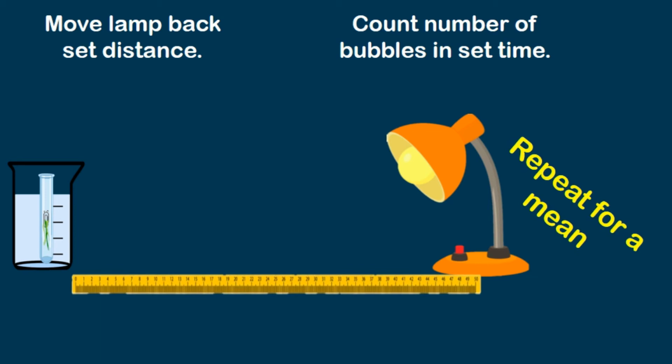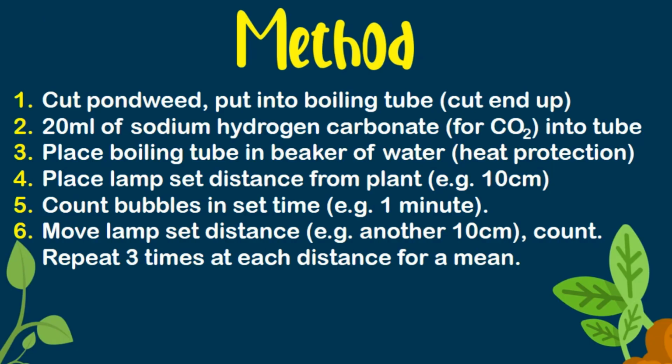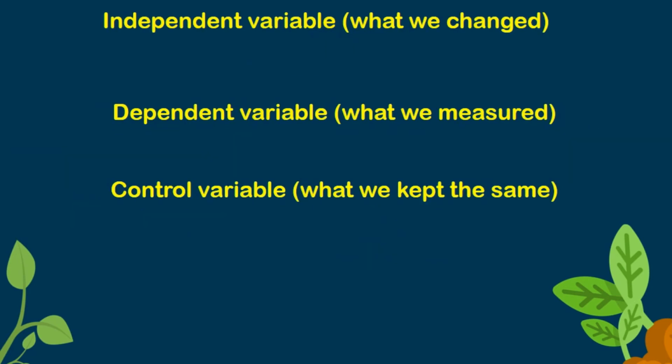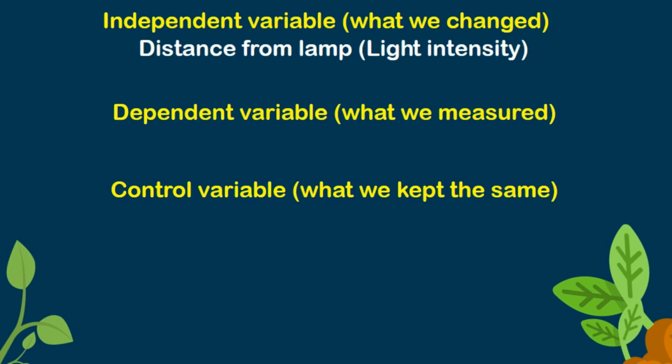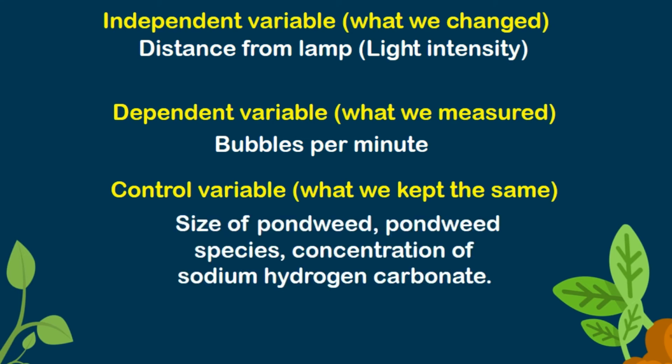And if I had enough time in a lesson, I might do it 3 times at each distance so I could get a mean. So 3 times at 10, 3 times at 20, so on and so forth. So I won't go over this again, but if you want to pause it, there's the method written down. And you need to know the variables. So the independent variable, what you change, is the distance from the lamp, so that's the light intensity. You're measuring the dependent variable, the amount of bubbles per minute, and you're controlling all these other things.